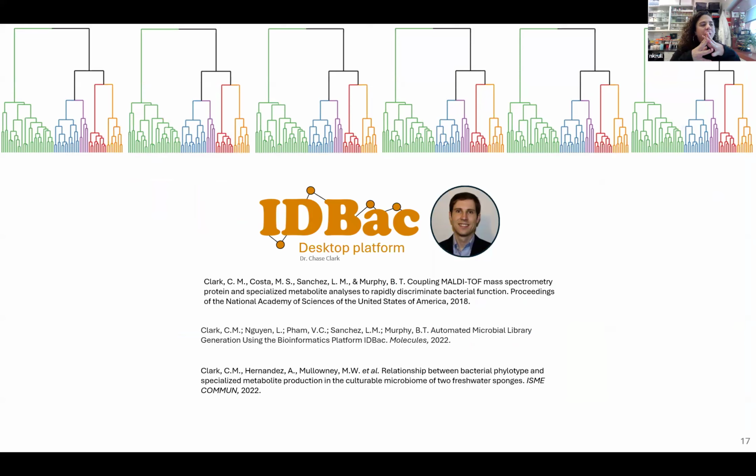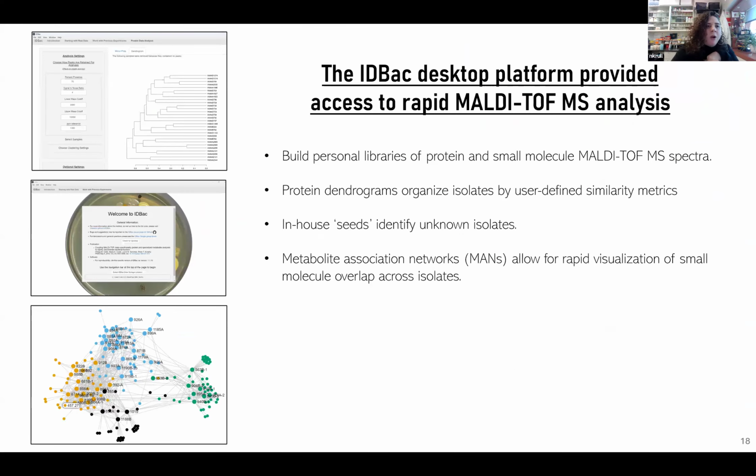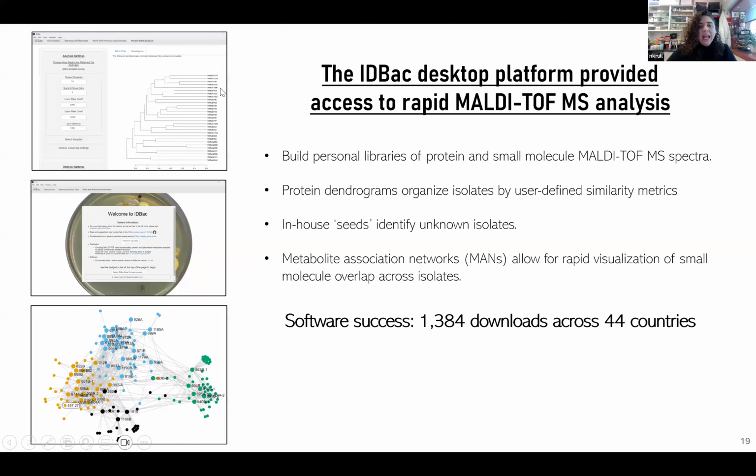So in an effort to try to bridge the accessibility gap, if you're a lab that doesn't have access to the Biotyper system, the IDBac desktop platform was created by Dr. Chase Clark out of the Murphy Lab. And within this desktop platform, users were able to build personal libraries of protein and small molecule MALDI-MS data, protein dendrograms, and organize isolates by user-defined similarity metrics here in this upper photo. In-house seeds of genetically verified strains could be used to help identify isolates. It would be entirely dependent on whatever genetically verified strains you have in your possession in the lab.